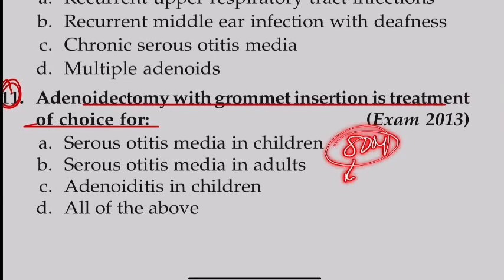How are the incisions made in serous otitis media? Anterior, inferior, right. Inferiorly the incision is made.